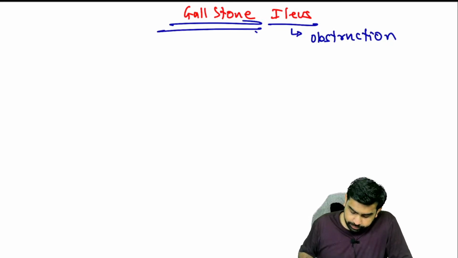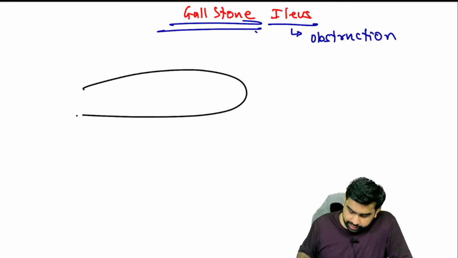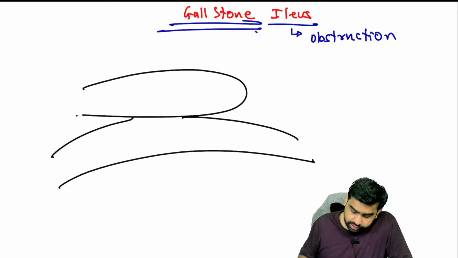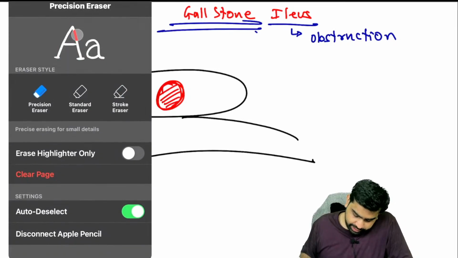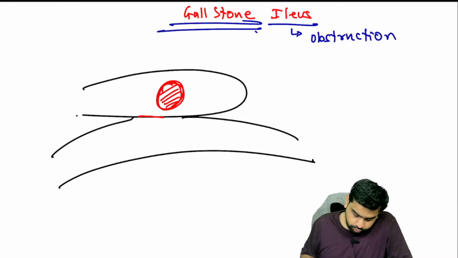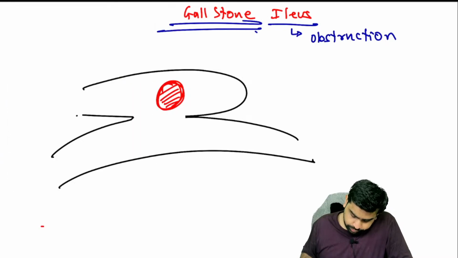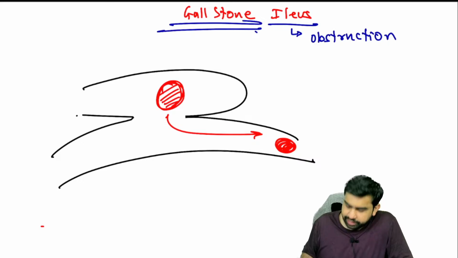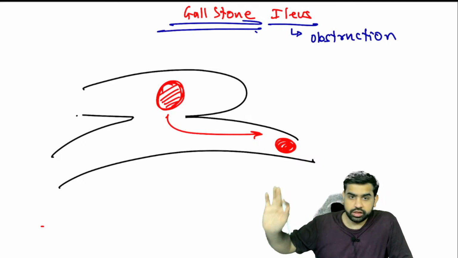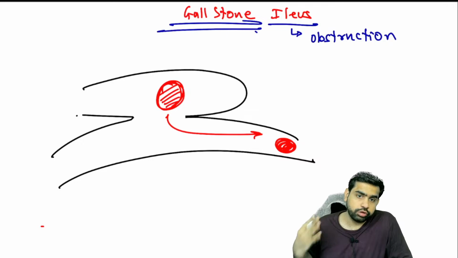What happens in these patients is, let's assume that this is the gallbladder and this is the intestine. Let's say there is a stone present inside the gallbladder. Due to some reason, this stone can erode through the wall of the gallbladder, come inside the intestine, and lead to an obstruction distally. This is the pathogenesis of gallstone ileus.